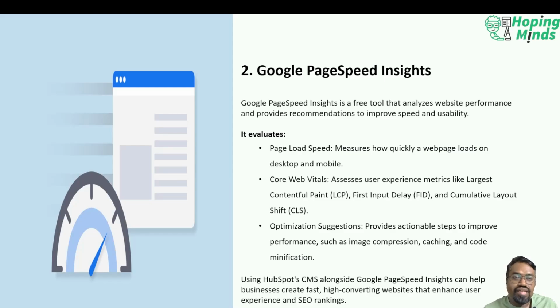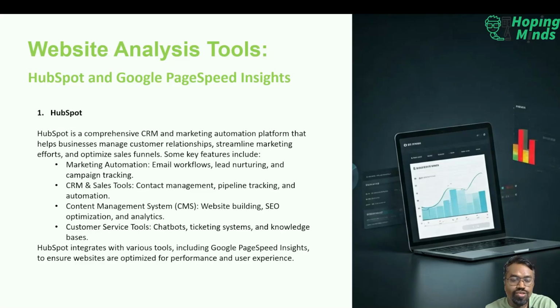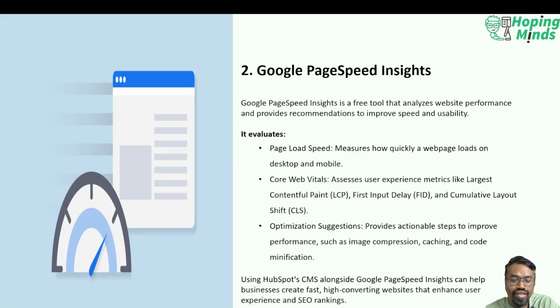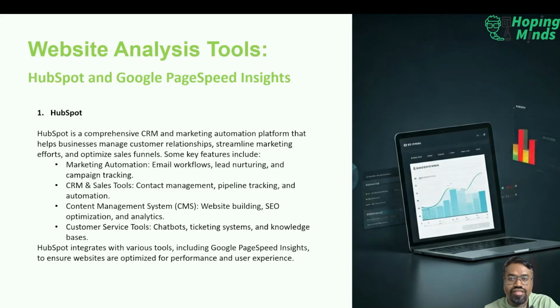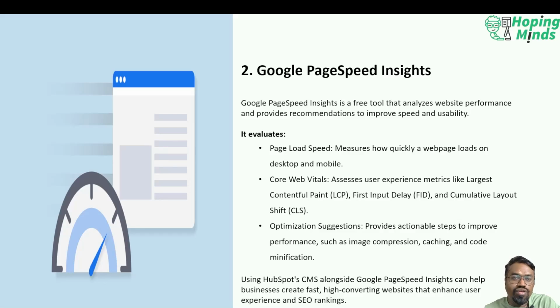Right. So these are two tools. We can say these two tools are very important in the backend, where we can utilize HubSpot as a CMS, and we can utilize Google PageSpeed Insights to check core web vitals, page load speed, etc. Right.